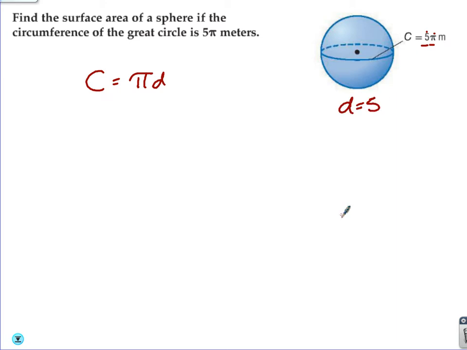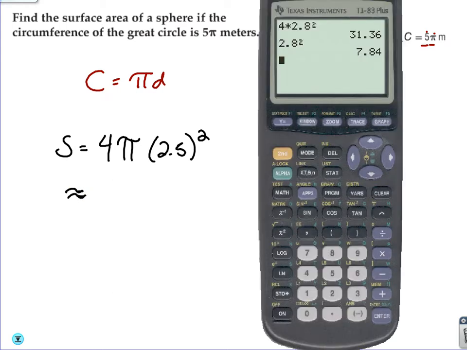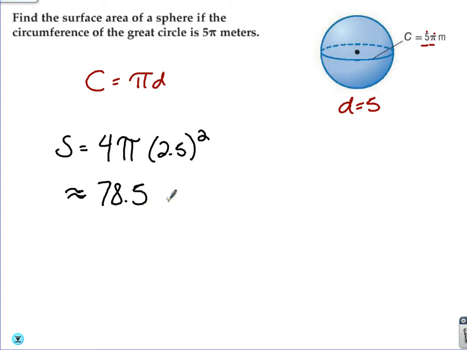Now let's try to work it. If the diameter is 5, surface area is equal to 4 pi r squared. Let's go ahead and go to our approximate answer. Anytime I ask you for approximate, it's easy, right? You just type the whole thing in, 4 times pi times 2.5 squared. Straight to the answer, 78.5 meters squared. Any questions?